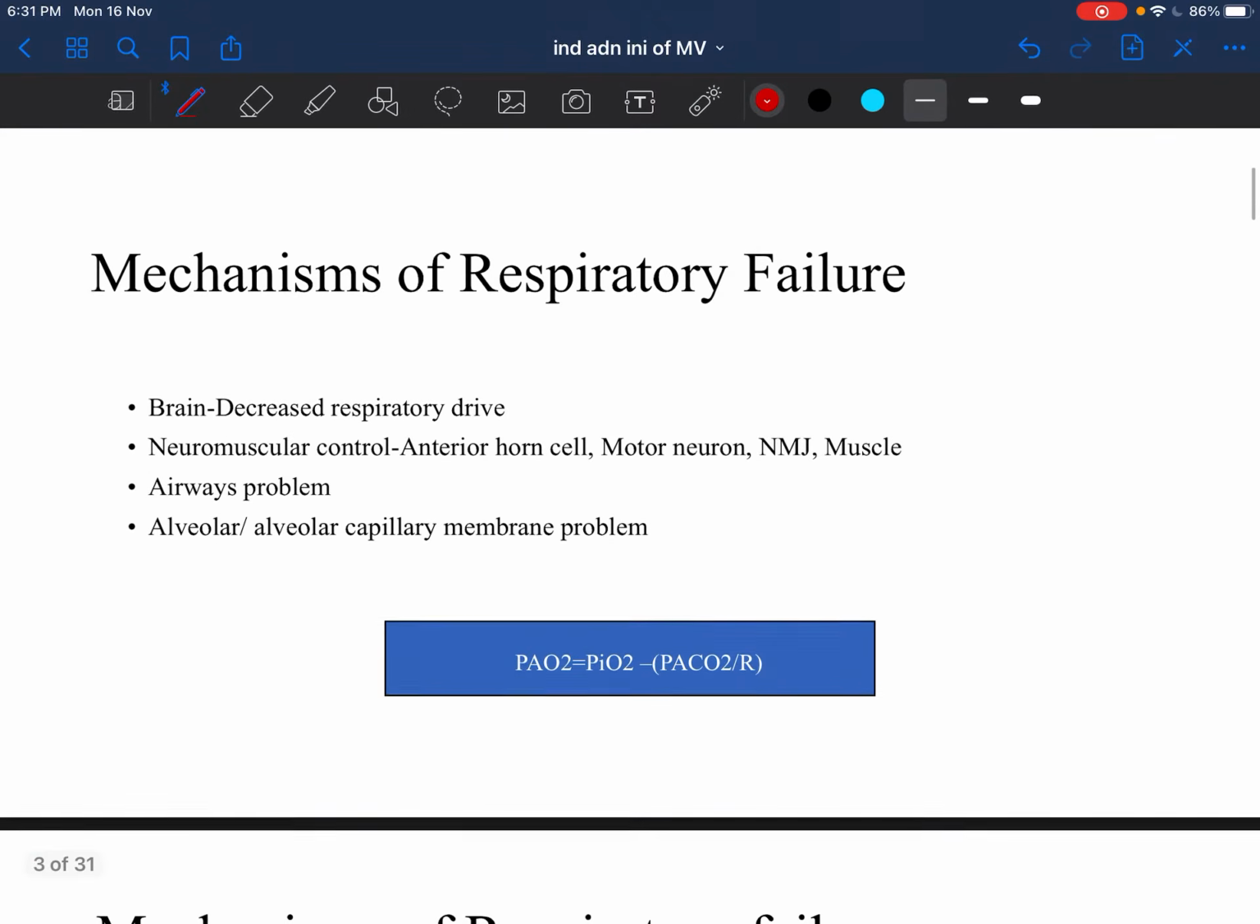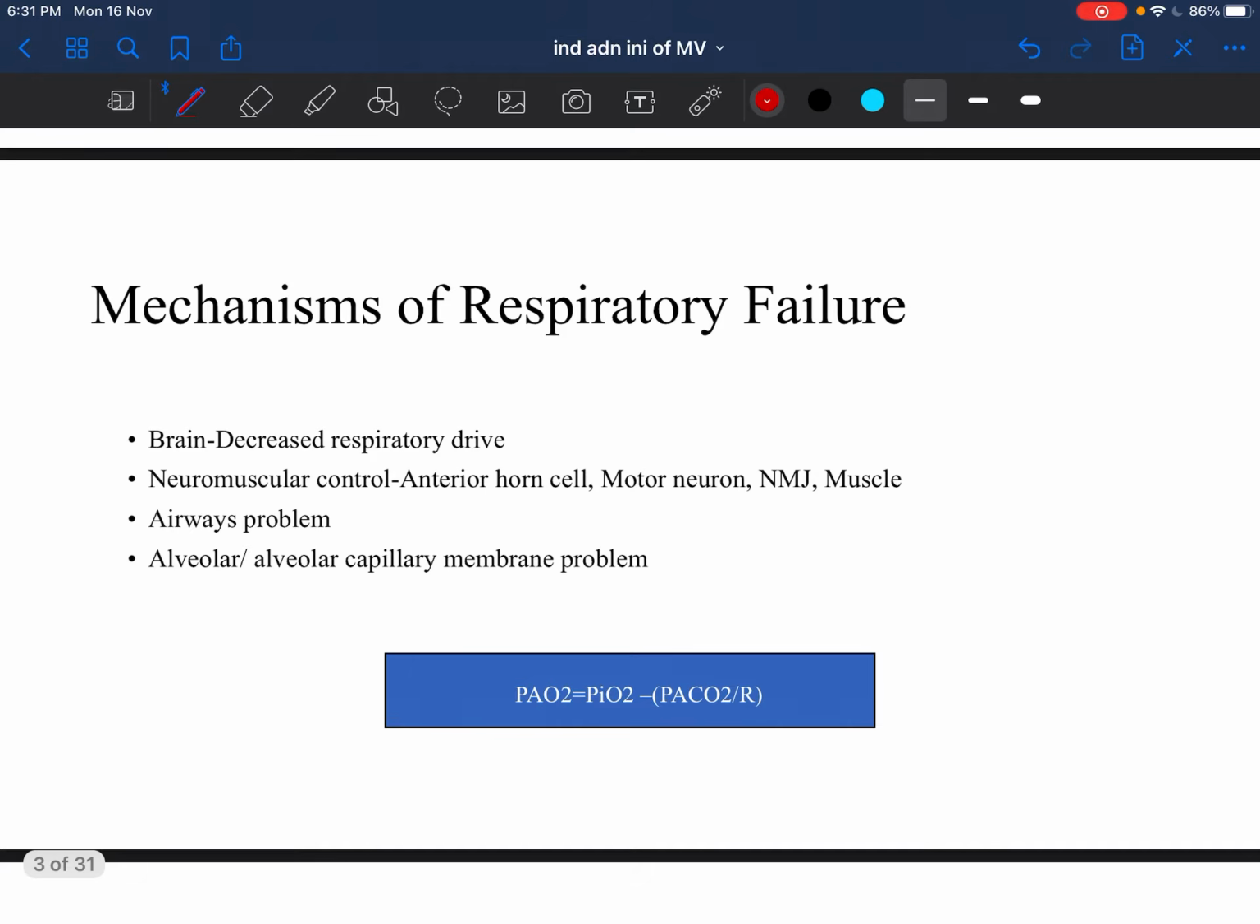The mechanisms of respiratory failure again can be broadly thought of in these terms. If you think of how the lungs actually exchange gases and take part in oxygenation and ventilation, then you can get this idea. Suppose there is a problem in the brain giving out responses, then the patient can have a respiratory failure. Or if the brain is working well, but the problem is in the anterior horn cell.